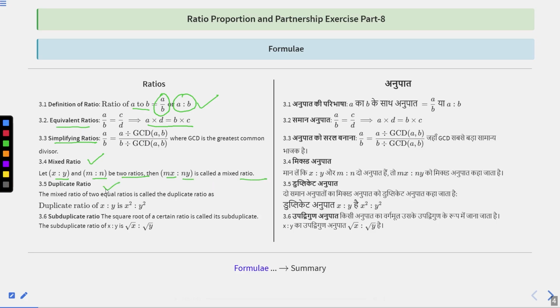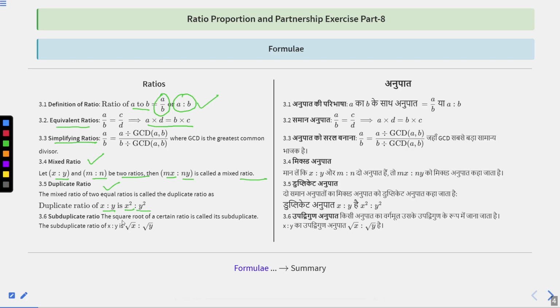What is a duplicate ratio? The mixed ratio of two equal ratios is called the duplicate ratio. It means when we multiply a ratio by the same ratio, the result is called the duplicate ratio. So if you have a ratio X:Y, then X square : Y square is called the duplicate ratio.